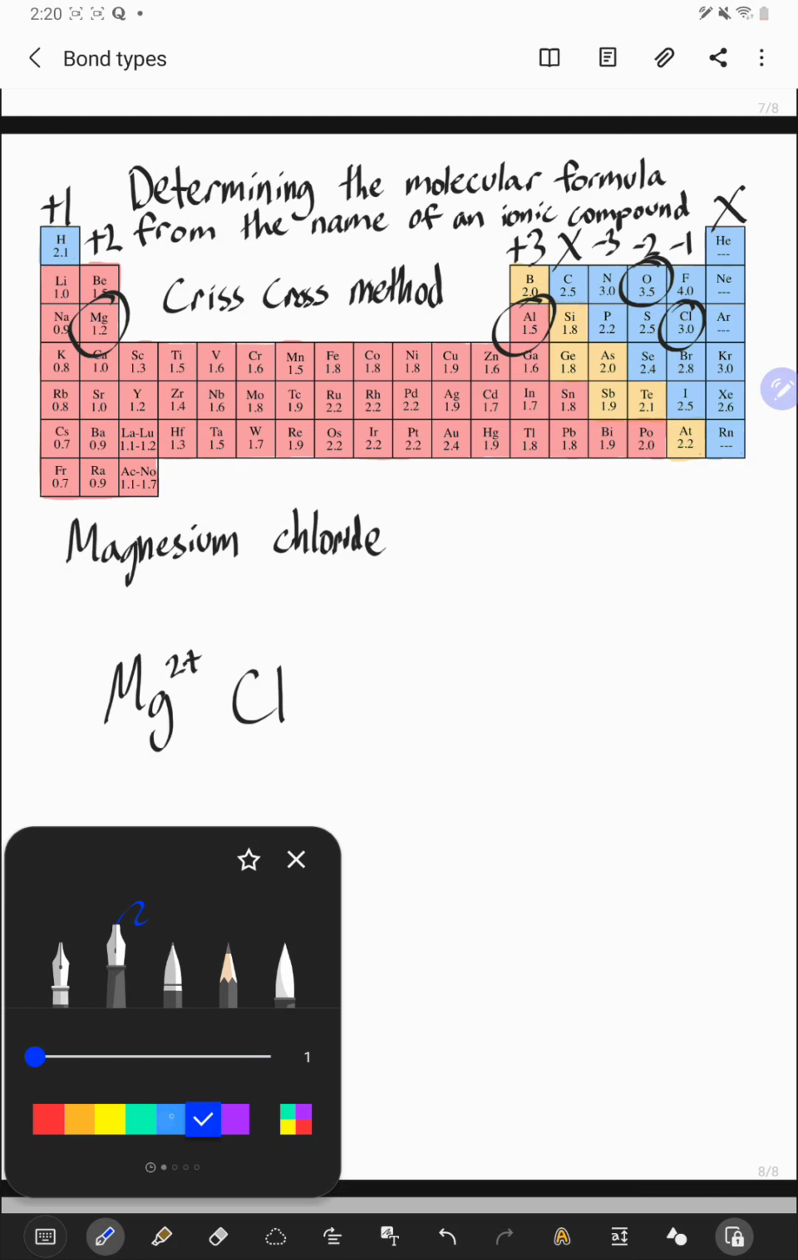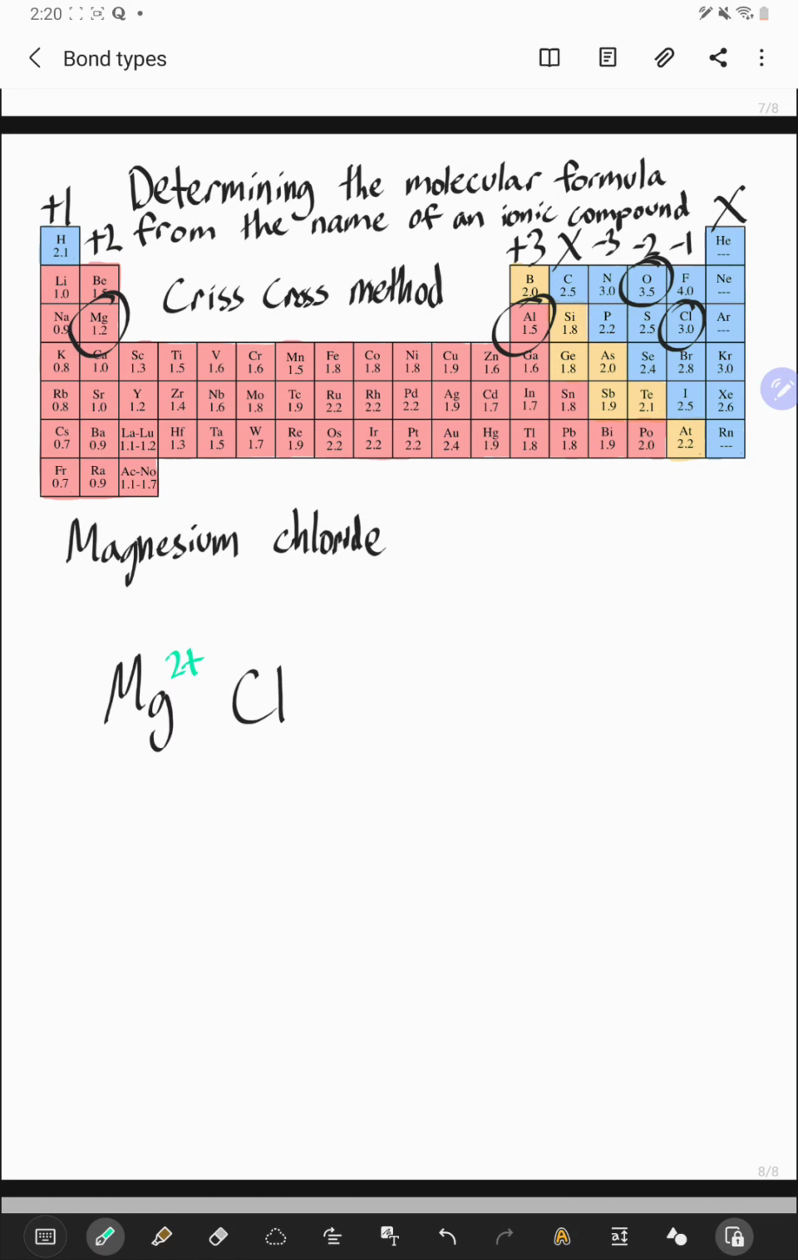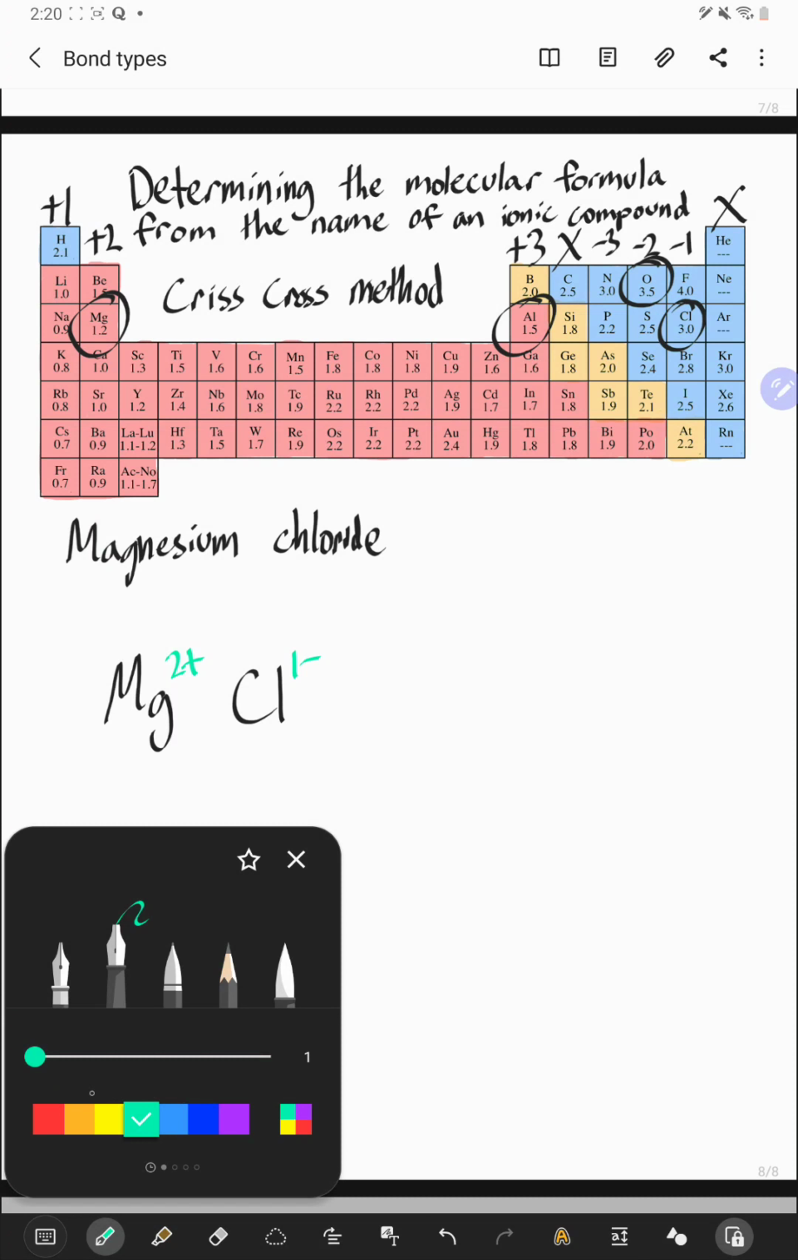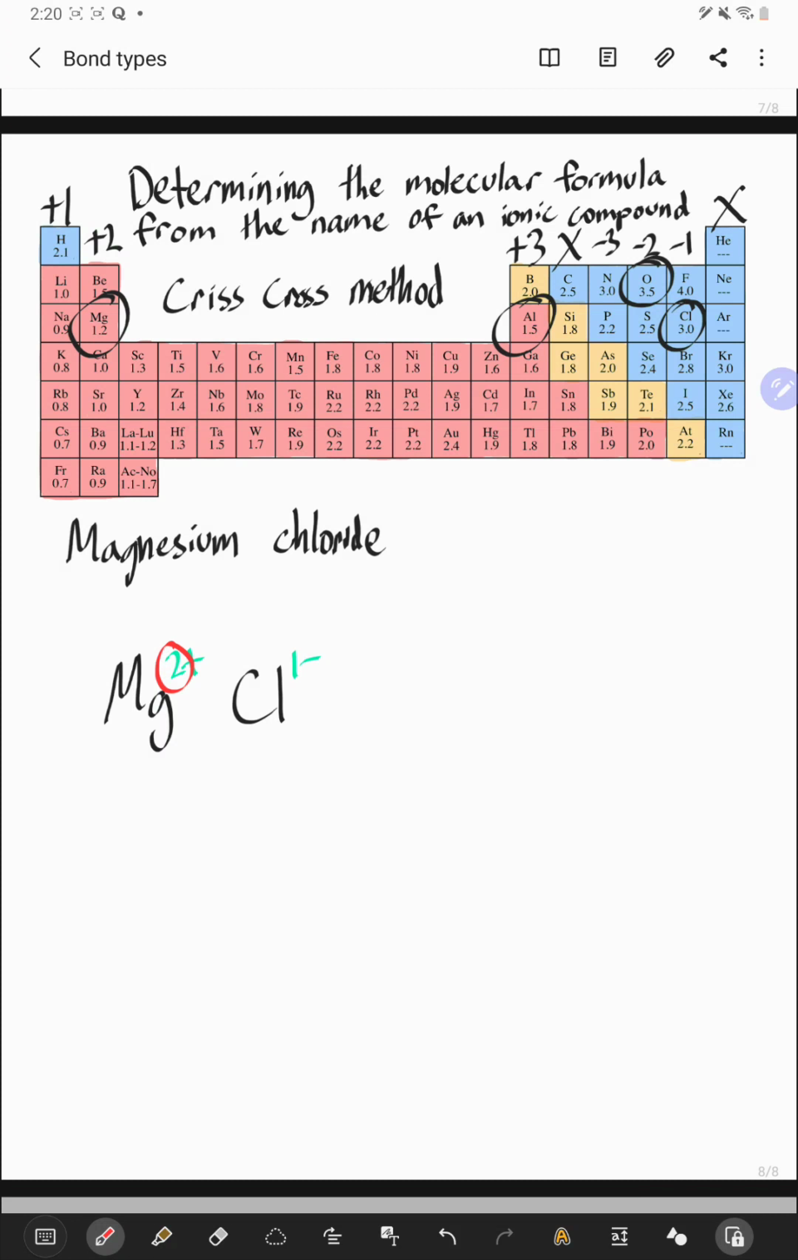I'm going to write the charges in a different color. Chlorine has a -1 charge. All right, and then all we're going to do in this method is I'm going to take this number right here, and I'm going to write it right here. And then I'm going to take this number right here, and I'm going to write it right here. So we're going to end up getting our final answer of Mg, magnesium, with only one of them, except we don't write the one. Don't write the ones. And chlorine with, we said there is a 2 right there. So magnesium chloride, and we write the 2 there because we just do the crisscross method.